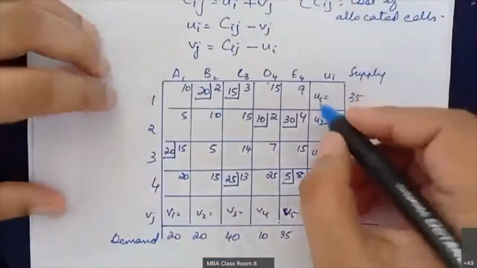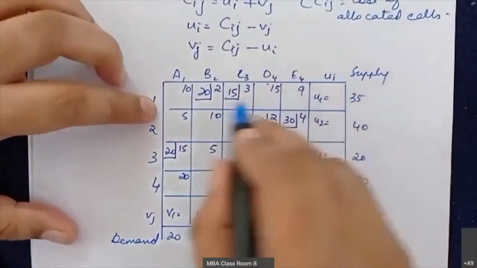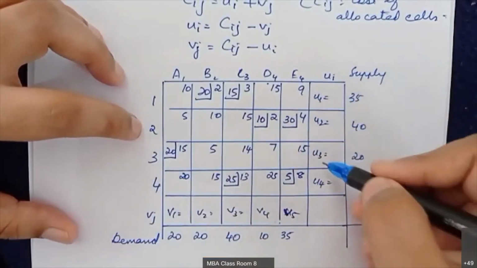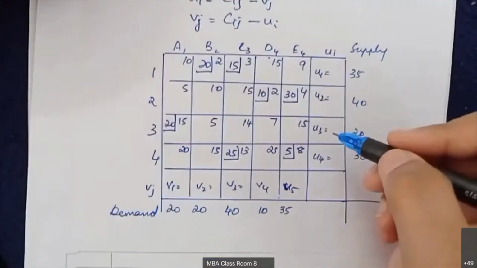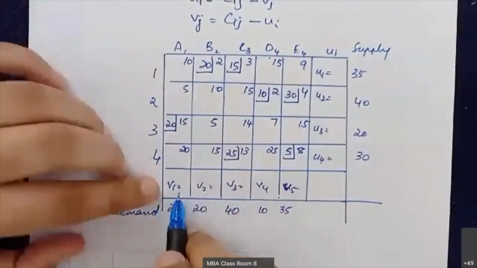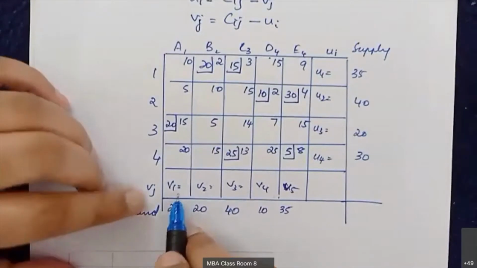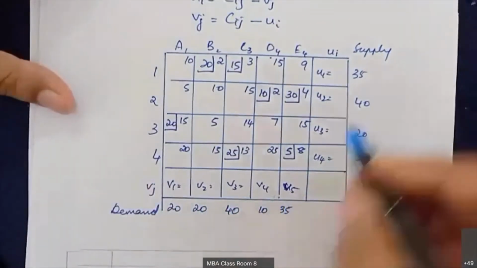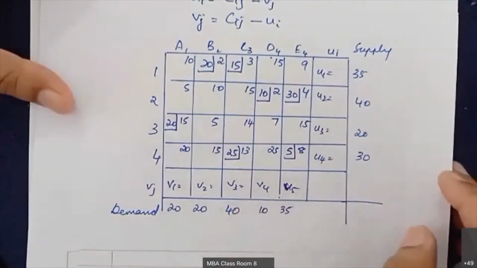Okay, Ui corresponds to rows. Here how many rows we have? 1, 2, 3, 4. So I have written here U1, U2, U3, U4. Okay, and we have how many columns here? 1, 2, 3, 4, 5. Okay, so corresponding to each column, I have the V values. V1, V2, V3, V4, and V5. Okay, we need to find the values of each of these Ui and Vj.